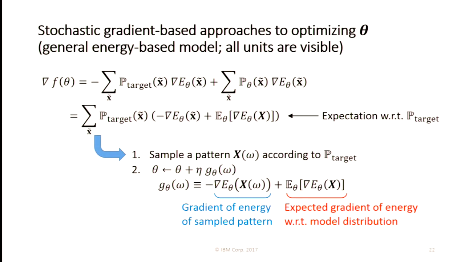So I use x omega to denote a sample from some distribution. In this case, the sample is taken from this target distribution. And the sample is used to compute this gradient of energy. So this is the gradient of energy of a sampled pattern. And this x is still a random variable, so this is still the expectation of the gradient of energy, where the expectation is with respect to the model distribution.